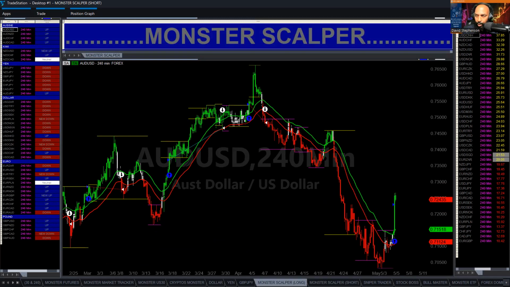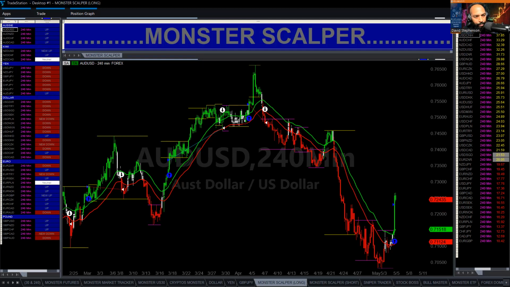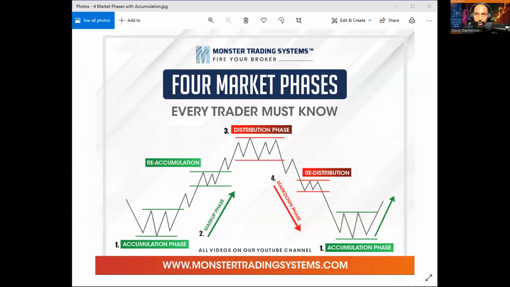I'm going to share this because I don't think everyone has this chart. If you've got it already, great. If you don't have it, you need to take a picture of this. You should see it on my screen here. It's the 4 market phases.